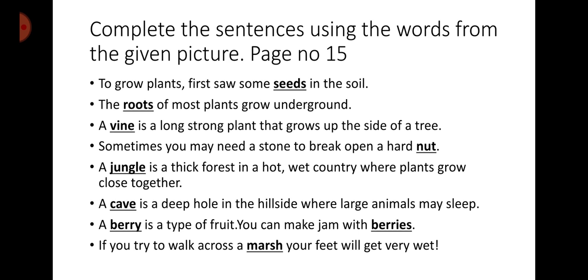To grow plants, first sow some seeds in the soil. The roots of most plants grow underground. A vine is a long, strong plant that grows up the side of a tree. Sometimes you may need a stone to break open a hard nut. A jungle is a thick forest in a hot, wet country where plants grow close together.